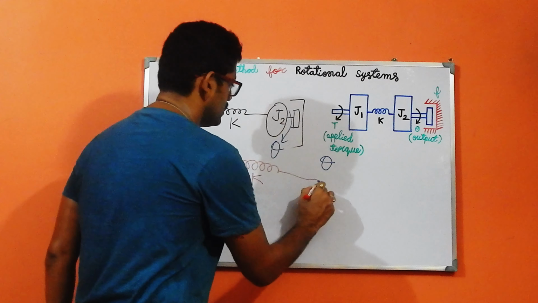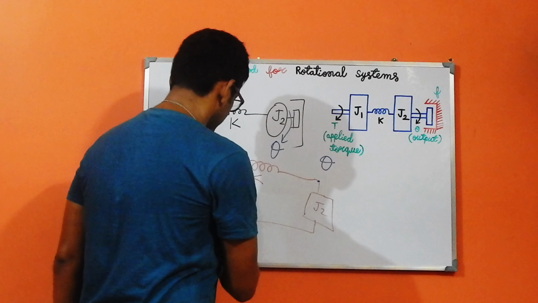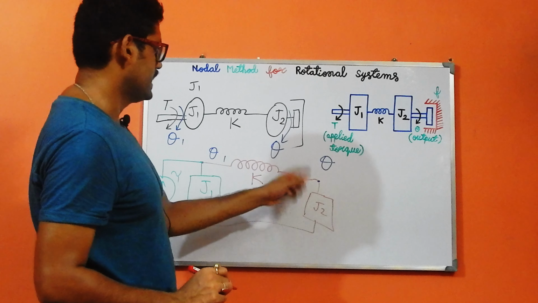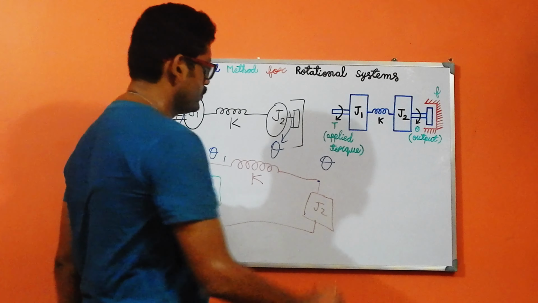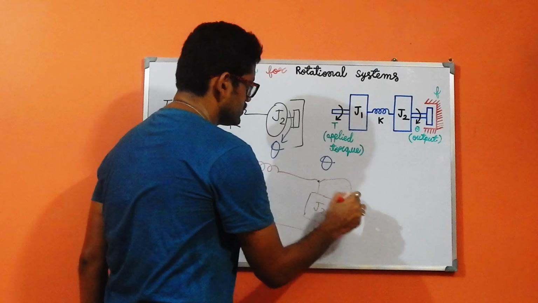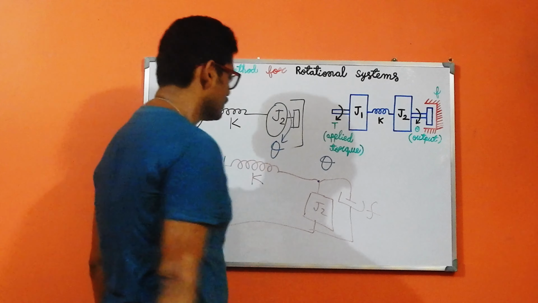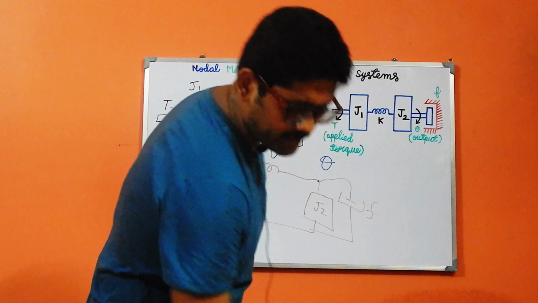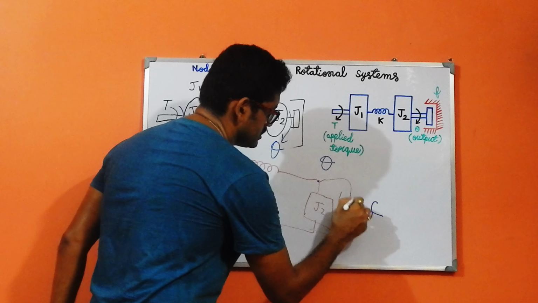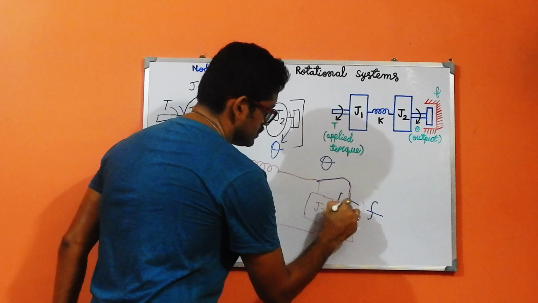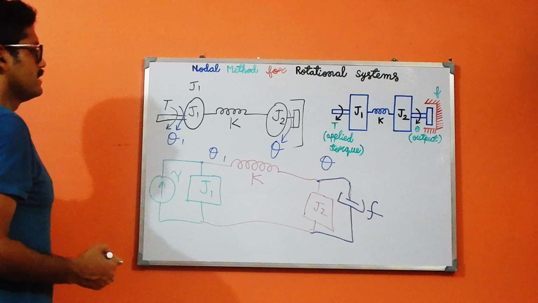The first element is our J2, say this is our J2, and that theta element is connected with this frictional part also, which we have considered as our viscous friction coefficient. So the symbol for that one is, this is our symbol which we have considered as our F. Okay, I think I should draw in a more precise way, that will be better. So this is the symbol for our friction element. Okay, so this is our nodal diagram for our given circuit.